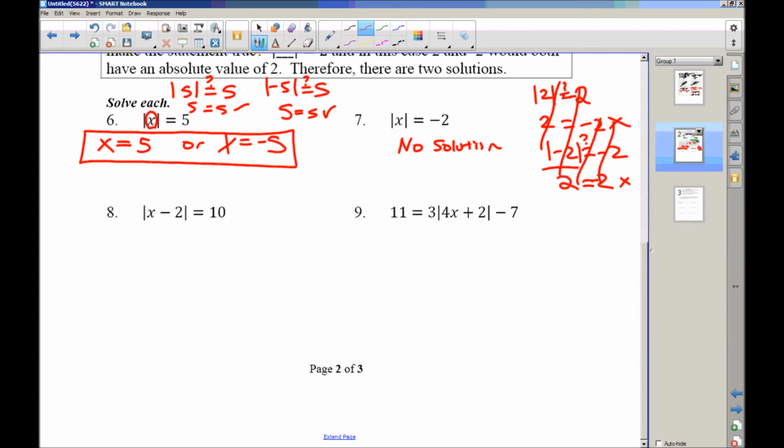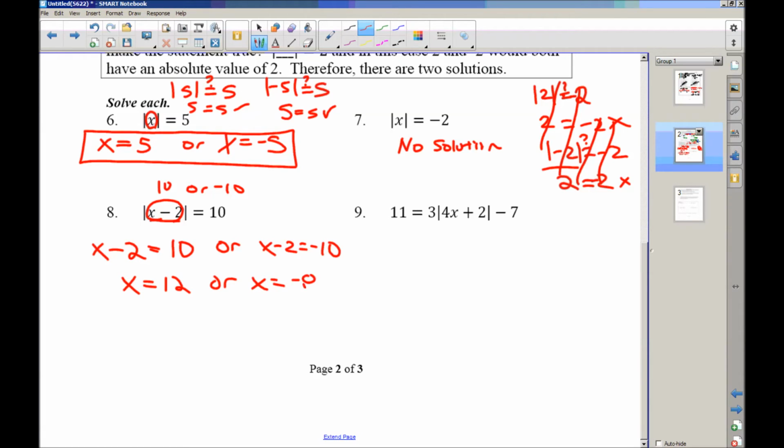All right, number 8, the absolute value bars are already isolated on one side, so we can do the same thing. What's in here should have been, oh, let's see. Well, I could have a 10 in there, that would make it true. Or I could have had a negative 10 in there, and that would make it true. So what was in there right now is x minus 2. So x minus 2 should have been 10, or x minus 2 should have been negative 10. If I solve this, I get x is 12, or x is negative 8.